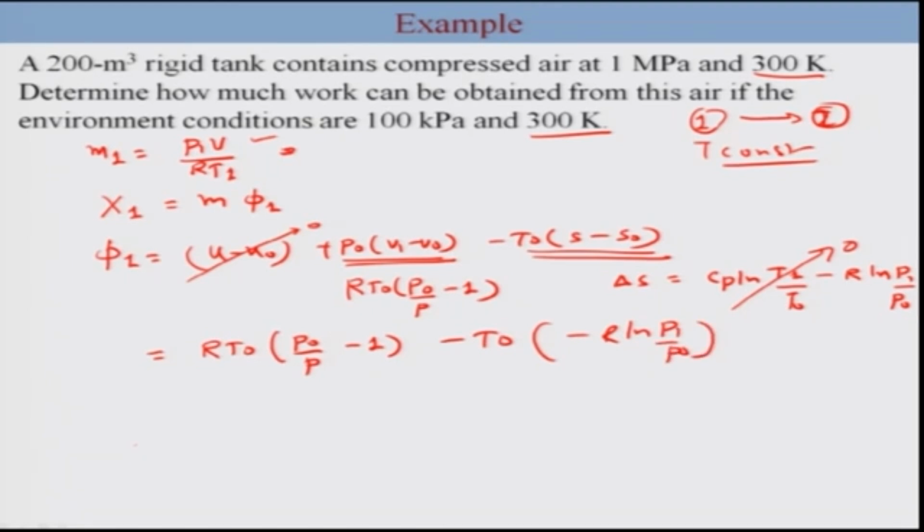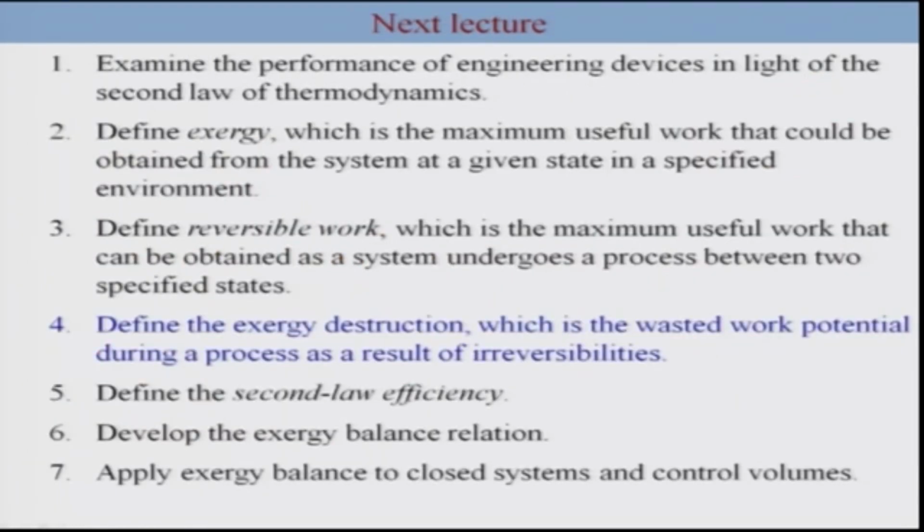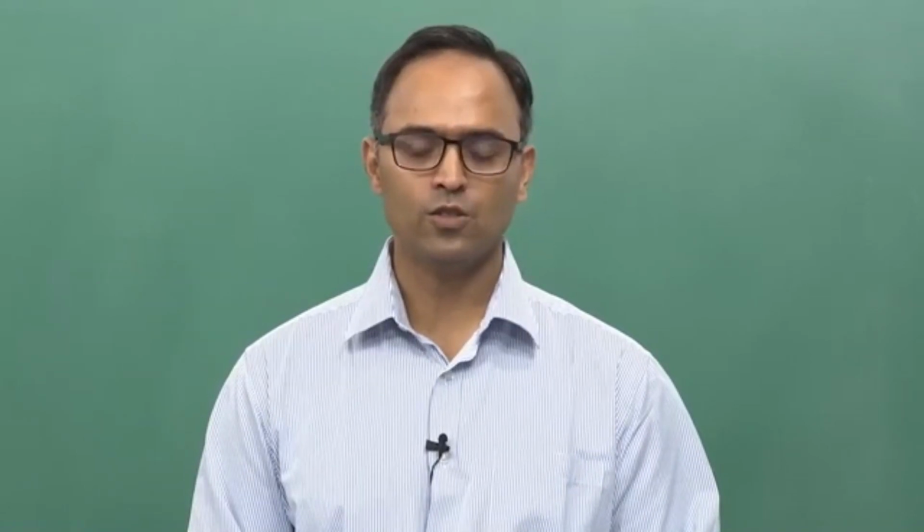So, one can calculate this, and x1 would be the maximum useful work which can be obtained from this compressed air stored in the tank in the specified environment. So, that was the example illustrating the calculation of exergy of a closed system, and this would be the end of this lecture. In the next lecture, we will continue this discussion on exergy. So, I will see you in the next lecture.